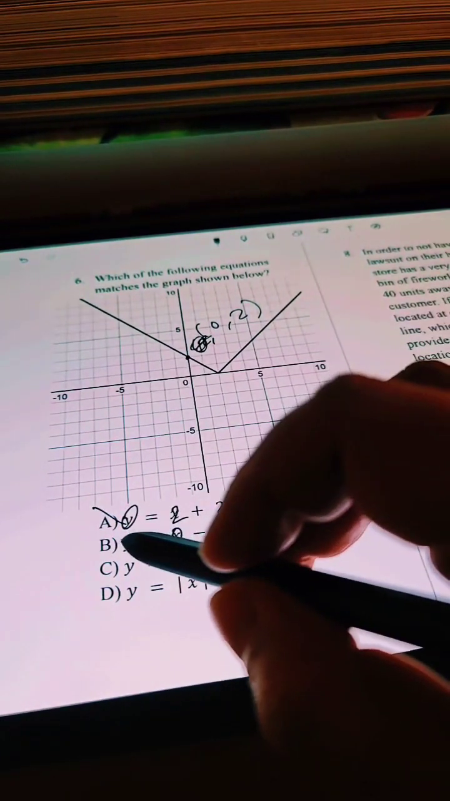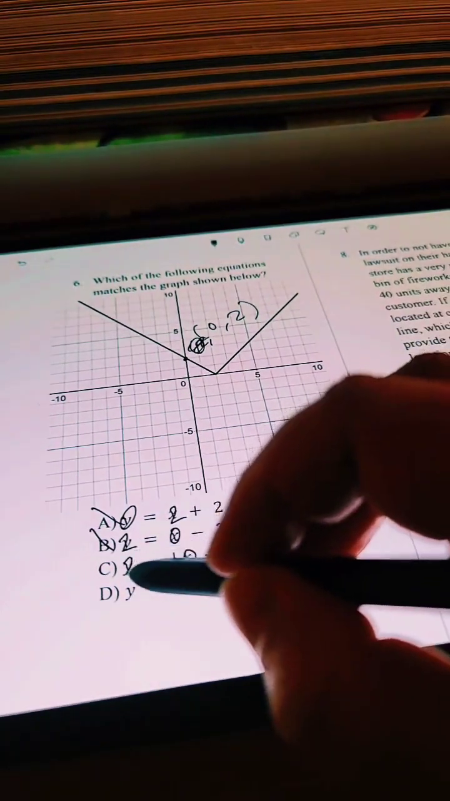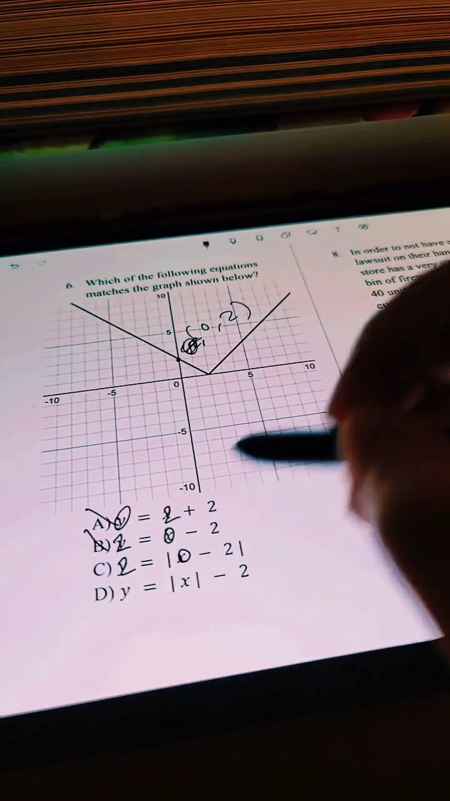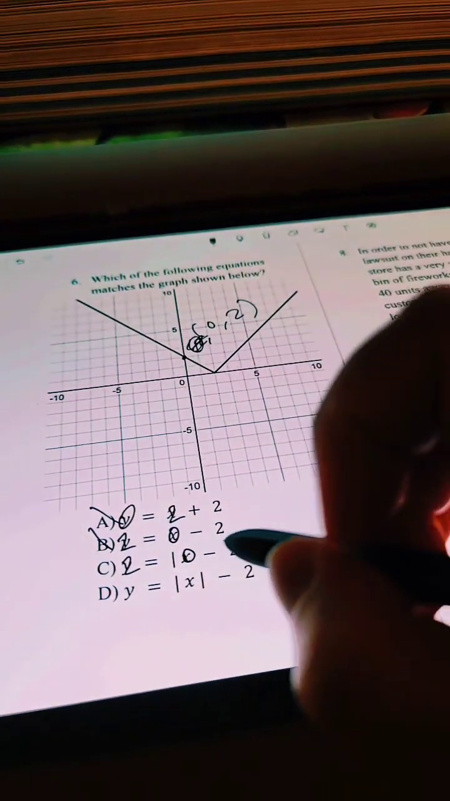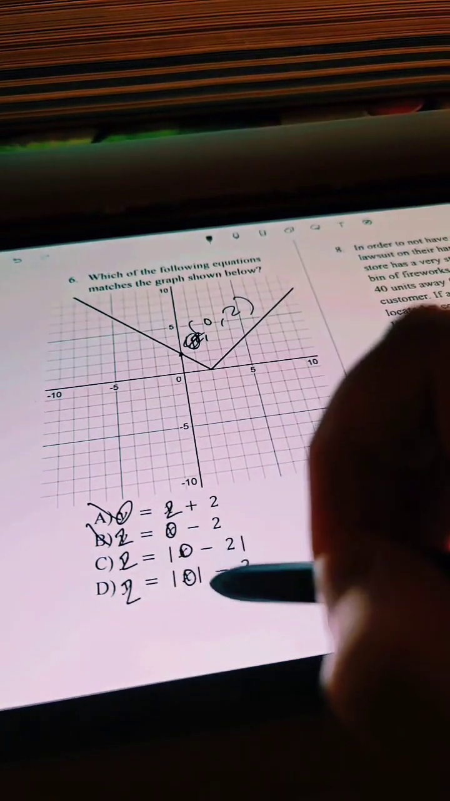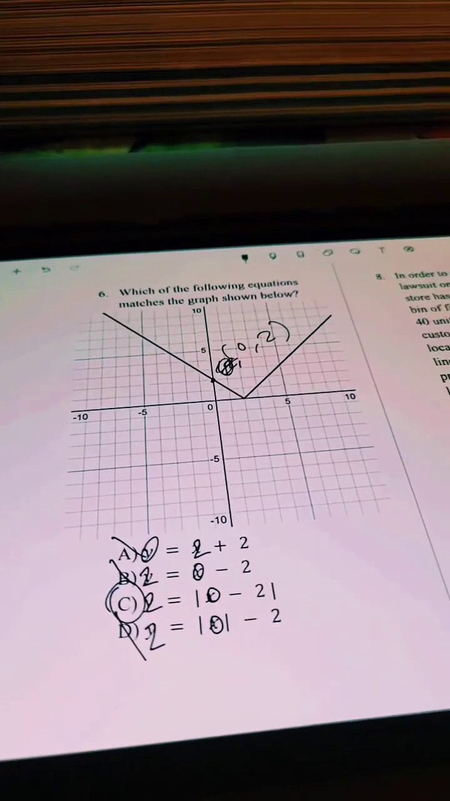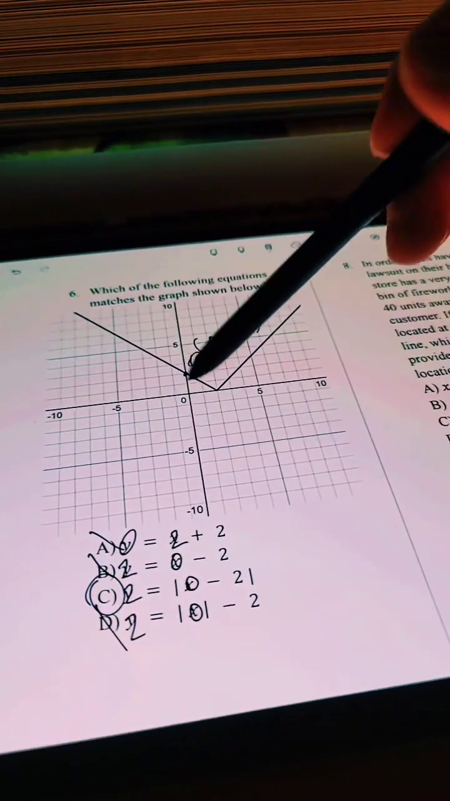So then (0, 2) does not work. If I plug in a 0 right there, do I get a 2 for y? Yes, because the absolute value of negative 2 is going to be positive 2. And then if I plug in a 0 there, do I get a 2 there? No, because 0 minus 2 is negative 2. So that's how you could do it with just plugging in points if you don't have the parent function memorized.